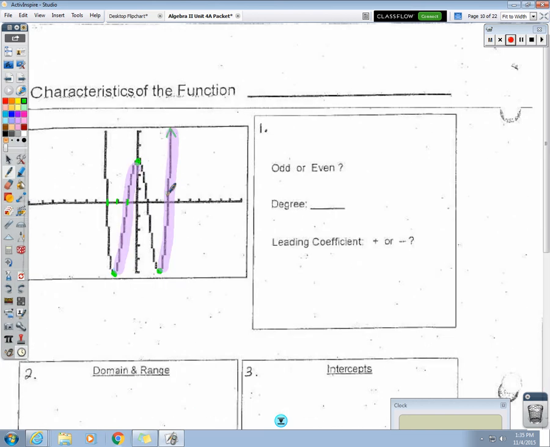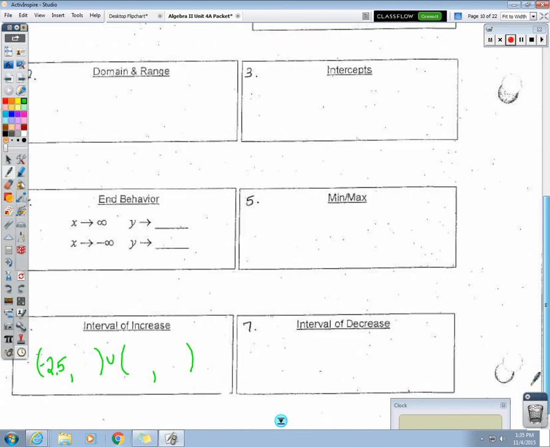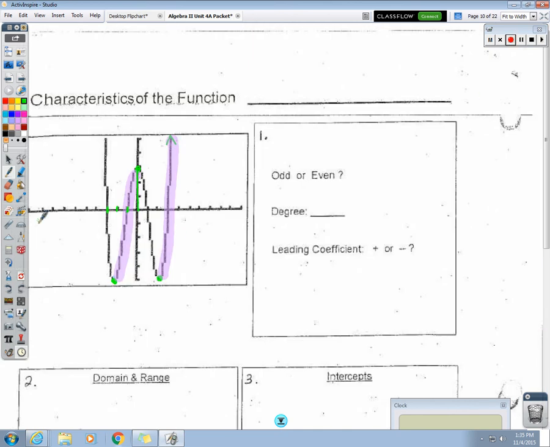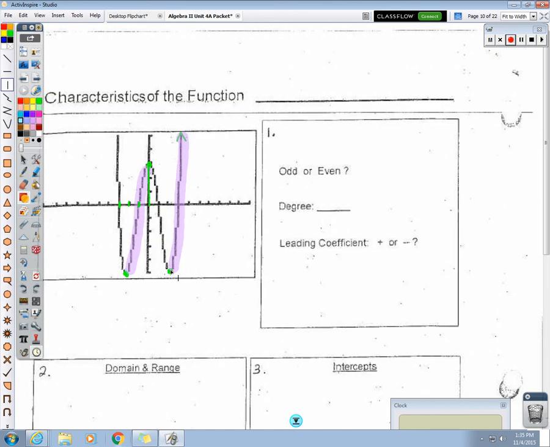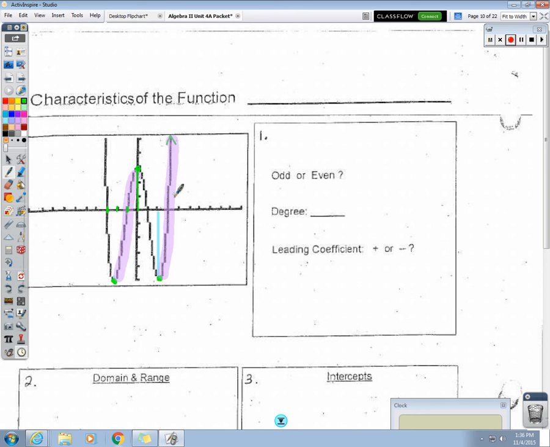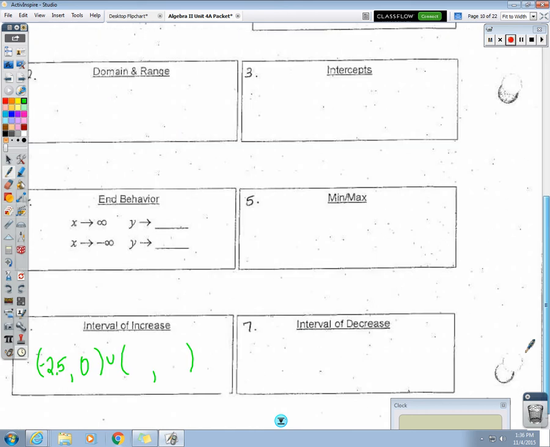Okay, then when did it quit increasing? 0. When did it begin increasing again? Let's see, if I follow this up, well, depends on where you start it. Yeah, it's kind of close to 2. I mean, it's hard to say. It's just a terrible graph. And then it increased forever. So from 2 to positive infinity.